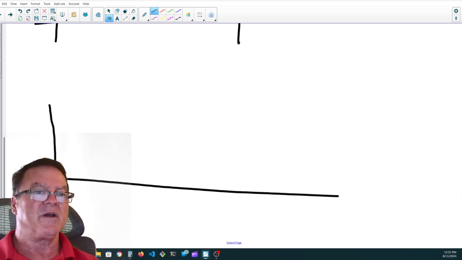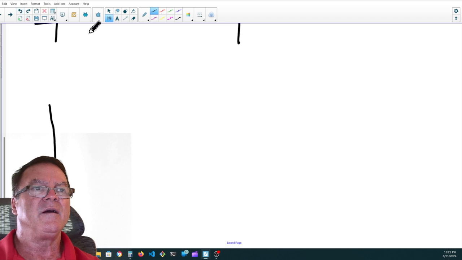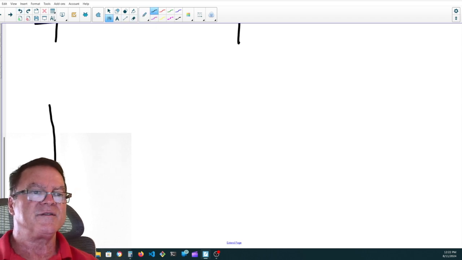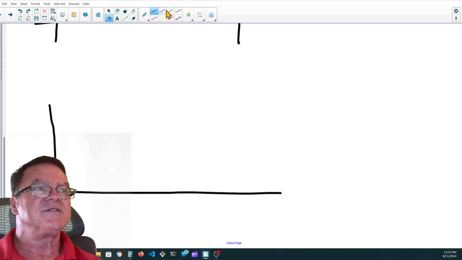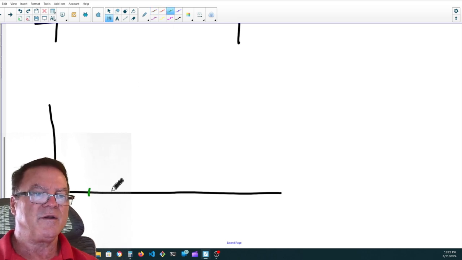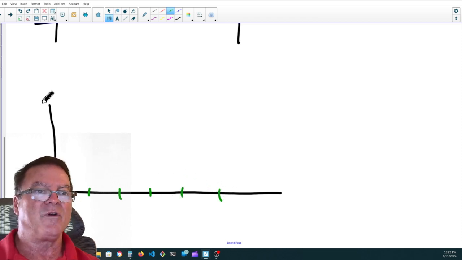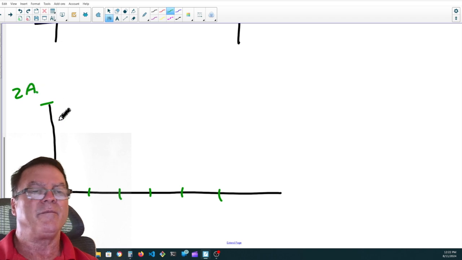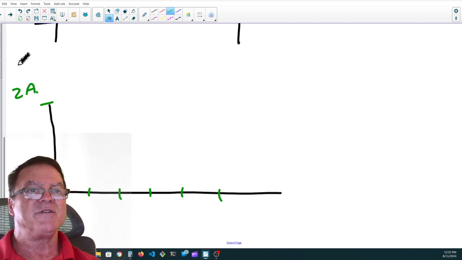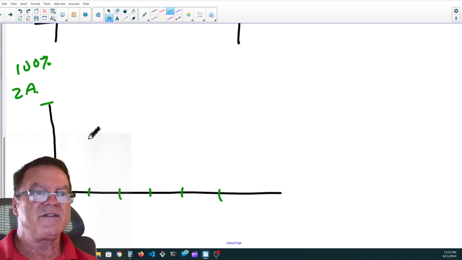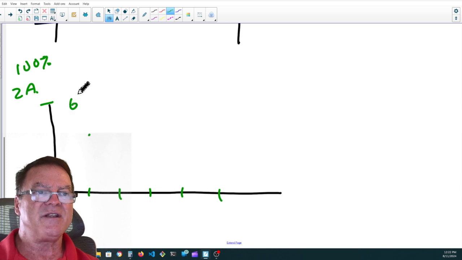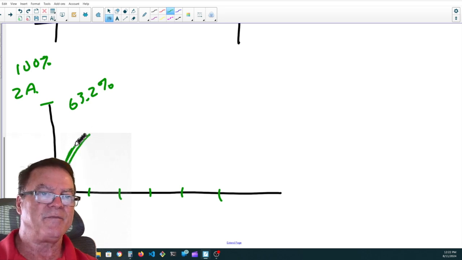Here I go again with drawing my crooked lines. I don't know why this isn't working for me today. There we go. So I'm going to do 1, 2, 3, 4, 5. And we're trying to get to 2 amps. Well, not to confuse the issue, I'm just going to call this 100% instead of 2 amps. And after 1 time constant, I'm going to get to 63.2% of maximum, of fully charged.